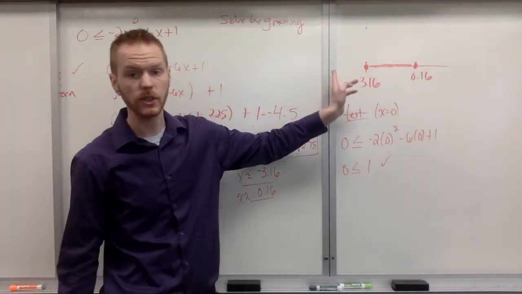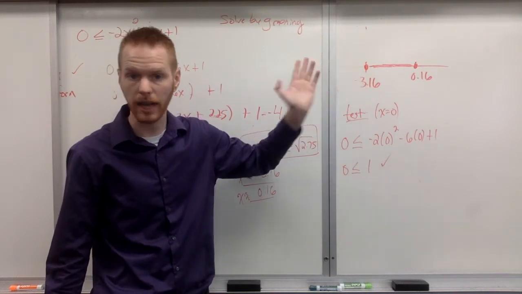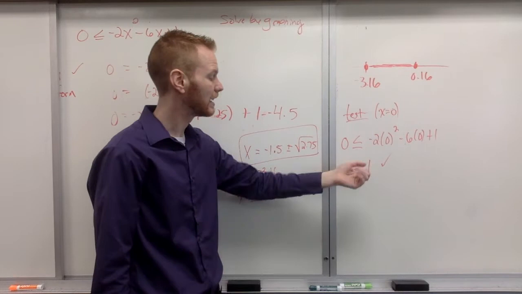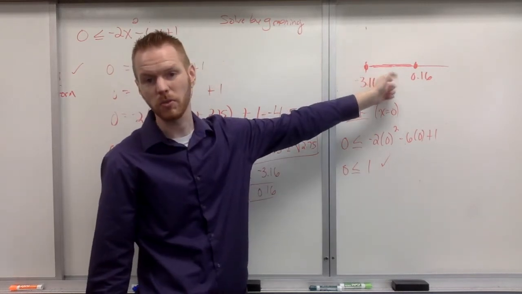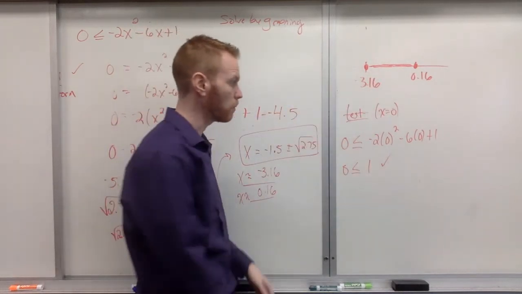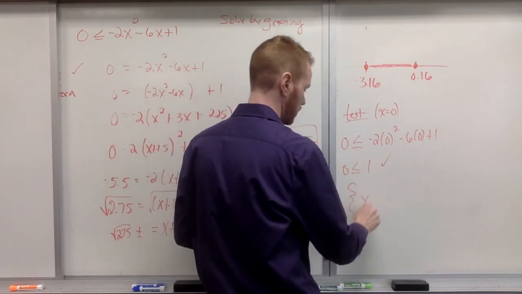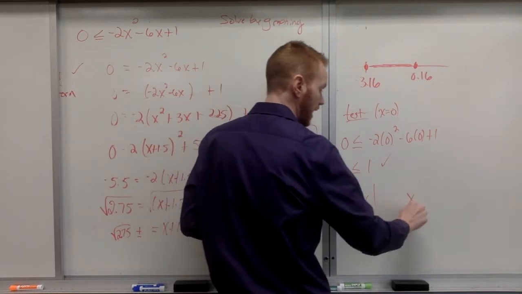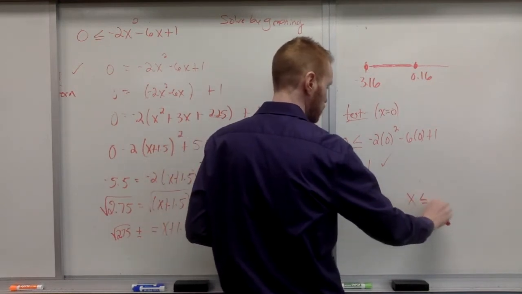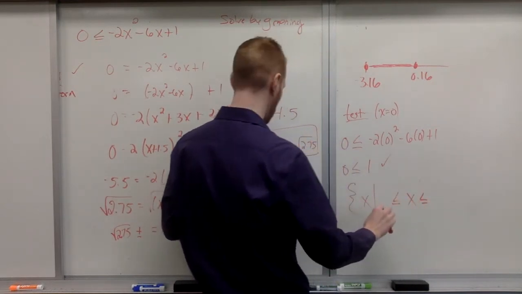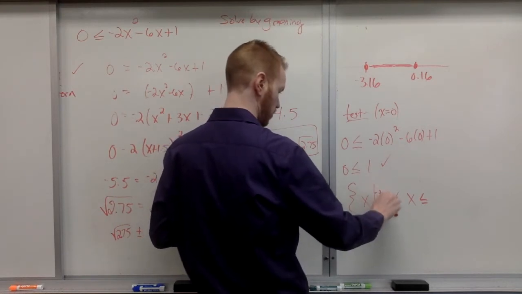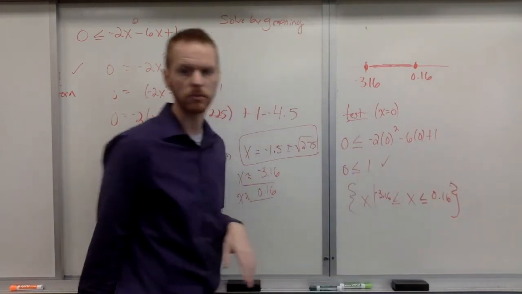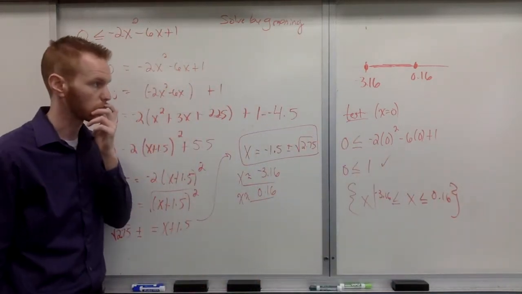Could you test a point outside of here and see if it doesn't work? Absolutely, and I encourage you to pause the video and do that. So that way you can see that only answers in between these two roots are going to work. And what we could do is just write this all together. All my x values, such that x has to be between negative 3.16 and 0.16.